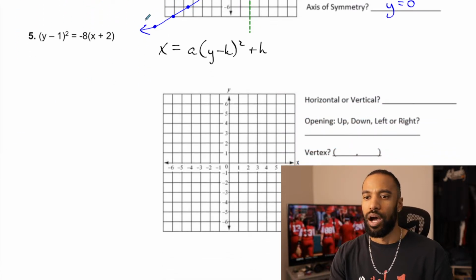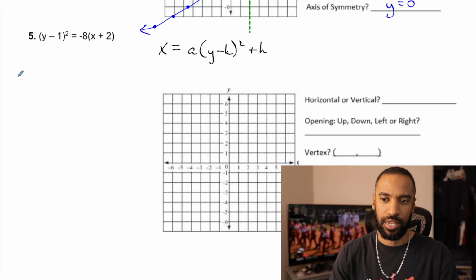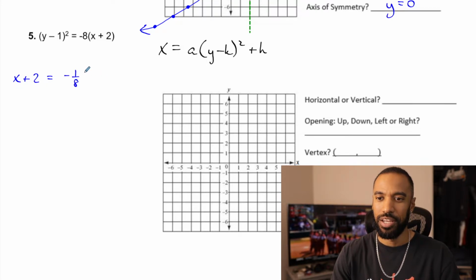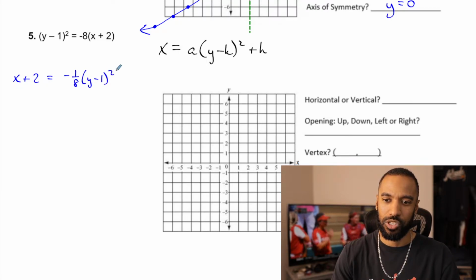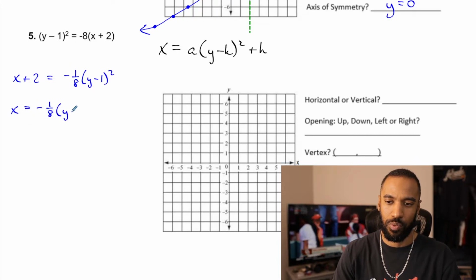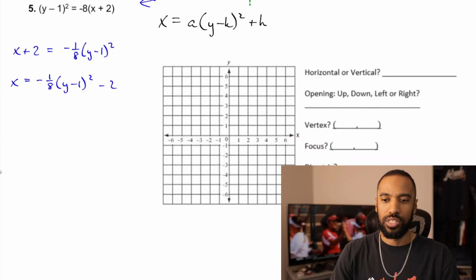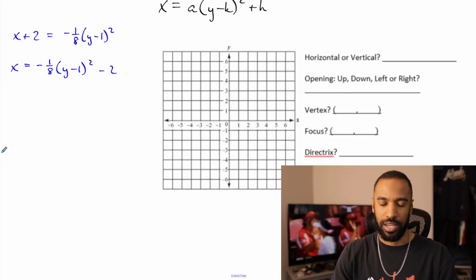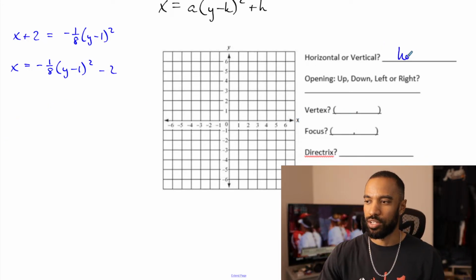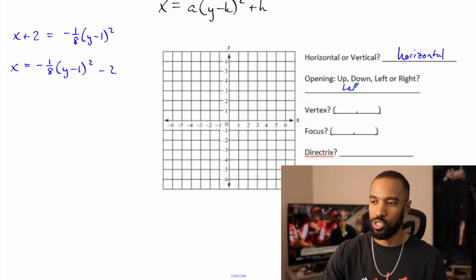So let's do it. I'm going to divide both sides by -8, and I will get x plus 2 equals -1/8 again, so I have to live with that, times (y minus 1) quantity squared. Subtract 2 from both sides, x equals -1/8 times (y minus 1) quantity squared minus 2. So once again, this is opening left. These are not very original. So this is going to be horizontal. It'll open up left once more.